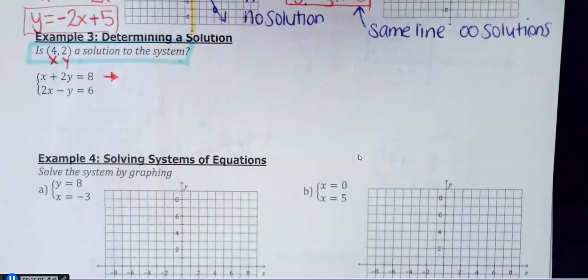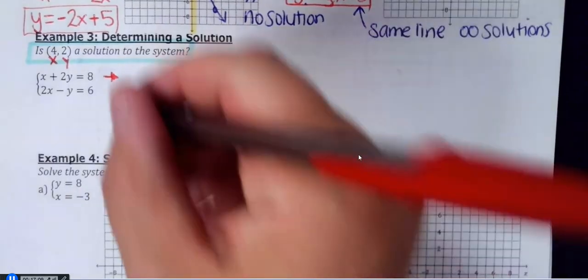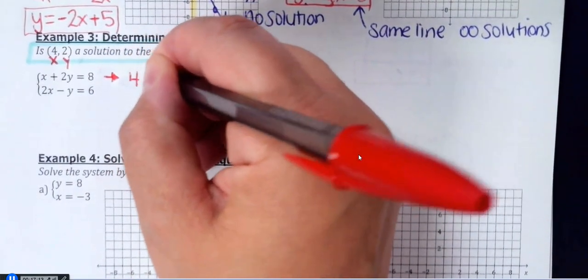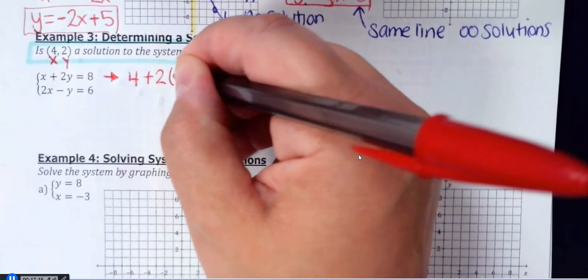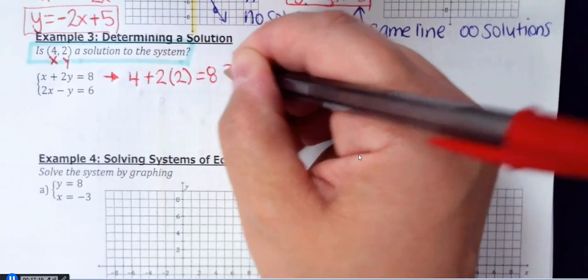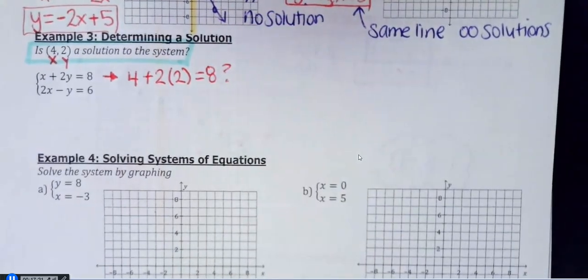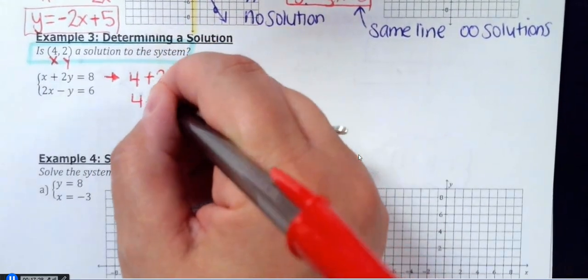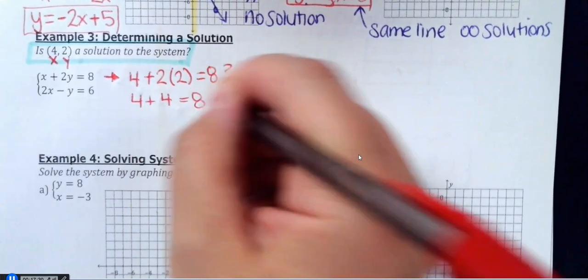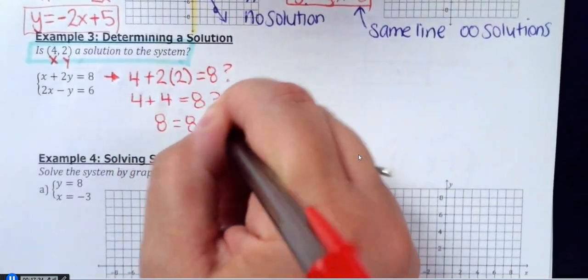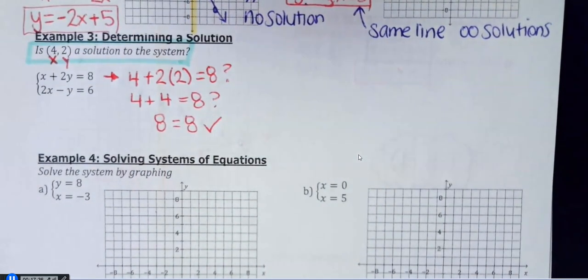So 4, 2. Everywhere I see an x in that first equation, I'm just going to replace it with a 4. So it would be 4 plus 2 times the y-coordinate, which actually is 2, and that equation is equal to 8. So you're basically just going to tell me, is this a true statement if I plug it in? If I take 4 plus 2 times 2, that would also be 4, and I'm seeing, is that equal to 8? Well, for sure, we're going to get 8 equals 8. So it is a solution to that equation.